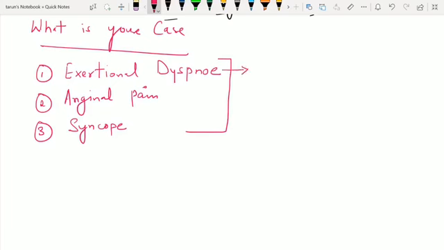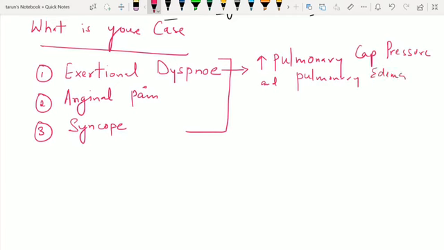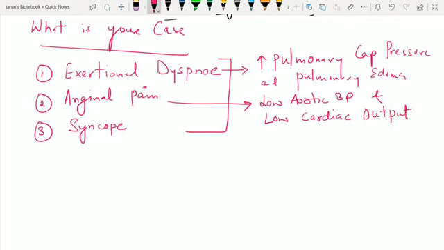Then dyspnea occurs primarily due to elevation of pulmonary capillary pressure. There is rise in pulmonary capillary pressure, and also pulmonary edema give rise to exertional dyspnea. Then anginal pain occurs due to low aortic blood pressure and low cardiac output that give rise to anginal pain in aortic stenosis.